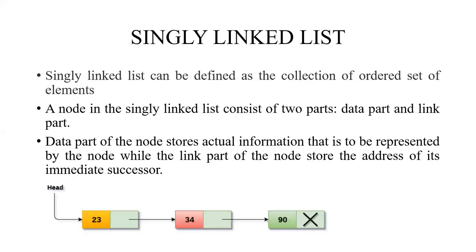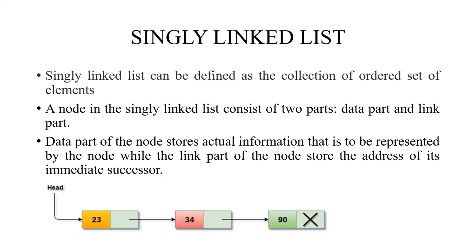Singly linked list is defined as a collection of an ordered set of elements. A node in the singly linked list consists of two parts, that is the data part and the link part. The data part of the node stores the actual information that is to be represented by the node, while the link part of the node stores the address of its immediate successor. Now let us see this diagram.